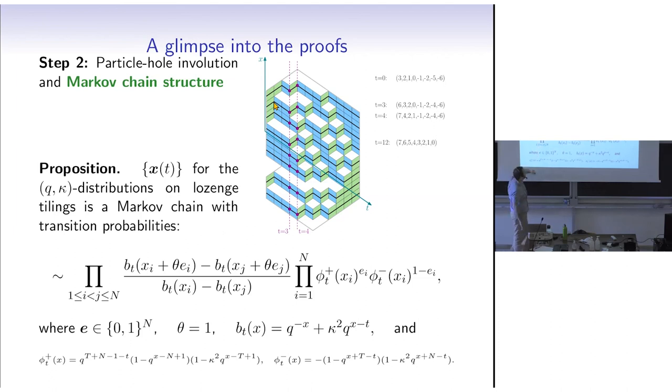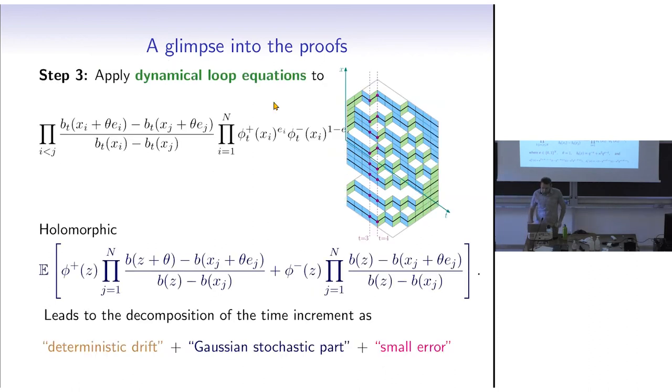That's the form which we can analyze: a ratio of two Vandermondes with a particular choice of these two parameters, so theta will be equal to one. So this B function, this quadratic expression, and this phi plus and phi minus, something encoding the right boundary. So you measure this through the form to which we knew how to do something.